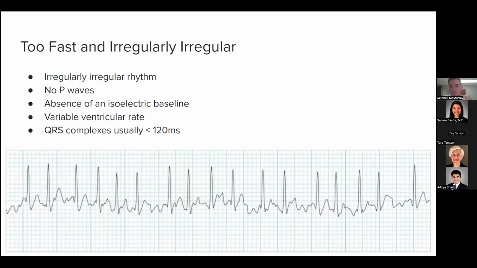Or if it's fast, which is what you're going to see most often. So that would be atrial fibrillation with rapid ventricular response. So AFib with RVR.